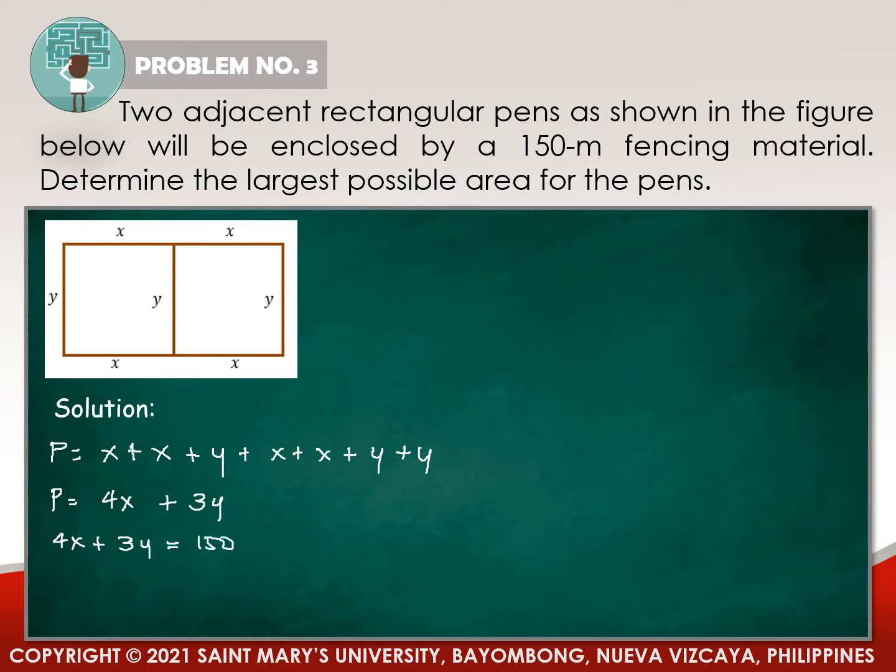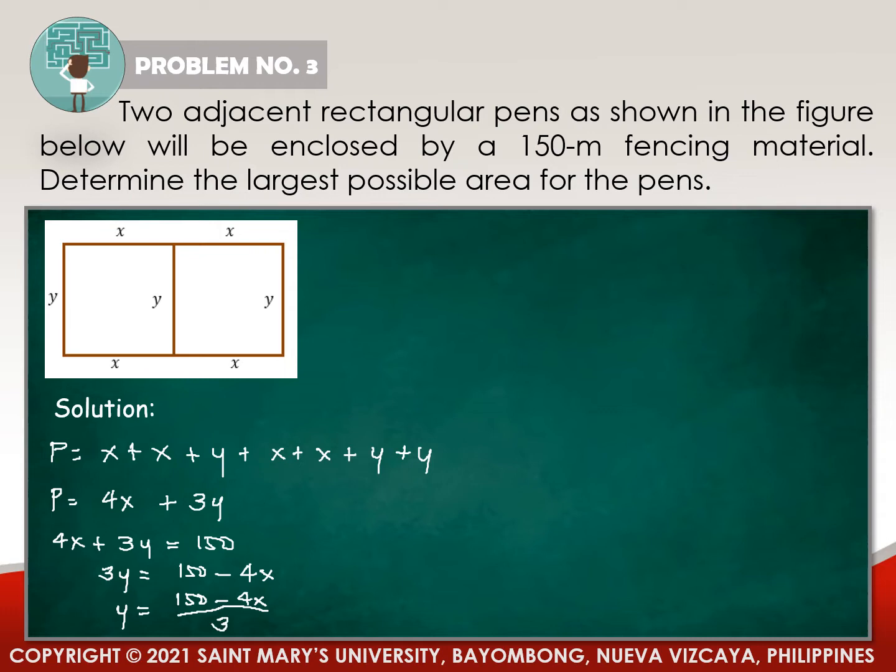Okay? So, we're solving for y. Okay? So, solve natin yung value ng y diyan sa given equation, we have 3y equals 150 minus 4x. Dividing both sides by 3. Therefore, y is equal to 150 minus 4x all over 3. So, yan ang ating value ng y.